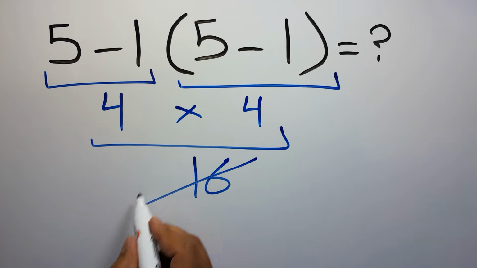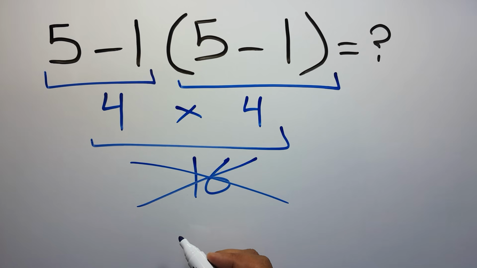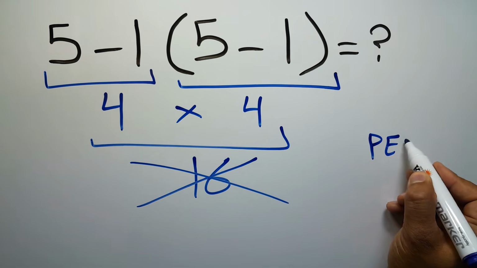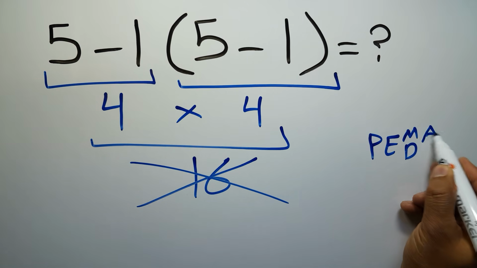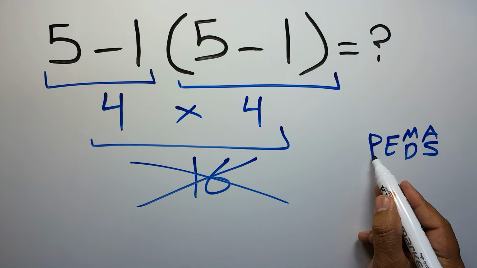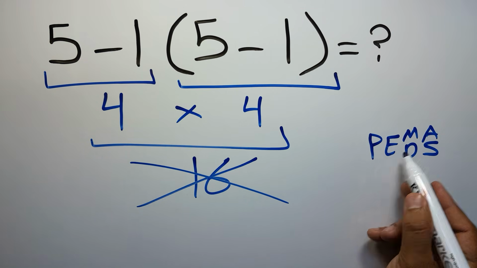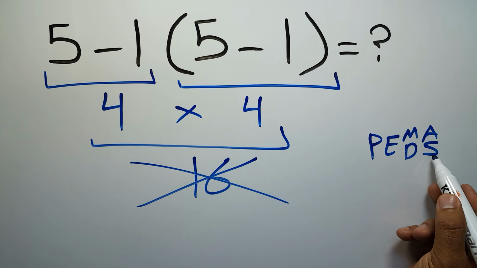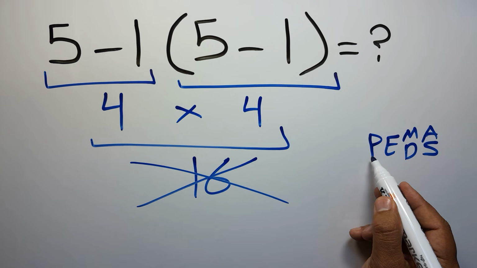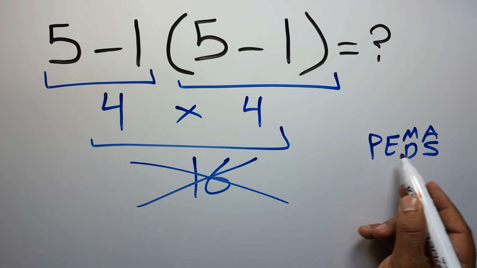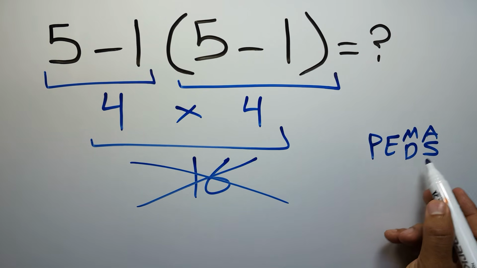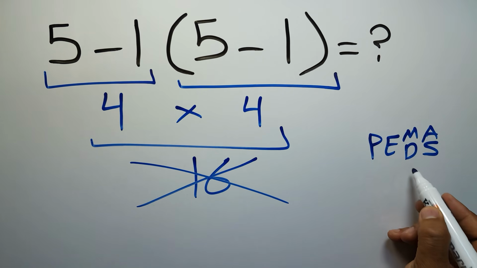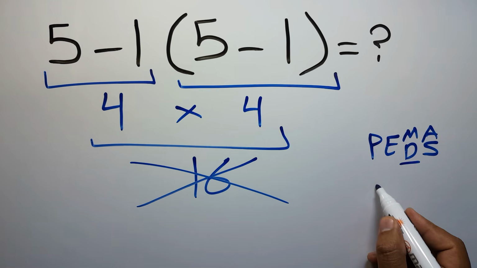But this answer is not correct because according to the order of operations, which is PEMDAS, P stands for parentheses, E stands for exponents, M and D stand for multiplication and division, and A and S stand for addition and subtraction. First we have to do parentheses, then exponents, then multiplication or division, and finally addition or subtraction. Remember that multiplication and division have equal priority and we have to work from left to right.